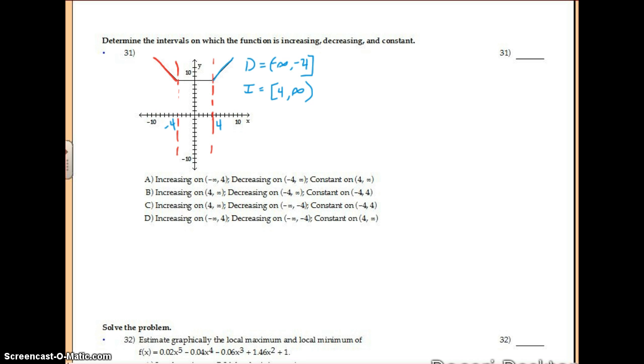So it's going up, left to right here. And then constant is where it's level, goes straight across. There's no increase or decrease. And that's happening from -4 to 4. So we just want to see which one has that. It starts with increasing. Increasing was from 4 to infinity. That could be either B or C, but the decreasing is from -infinity to -4, which would have to be C there. And the constant is also from -4 to 4 there. So the answer is C for 31.